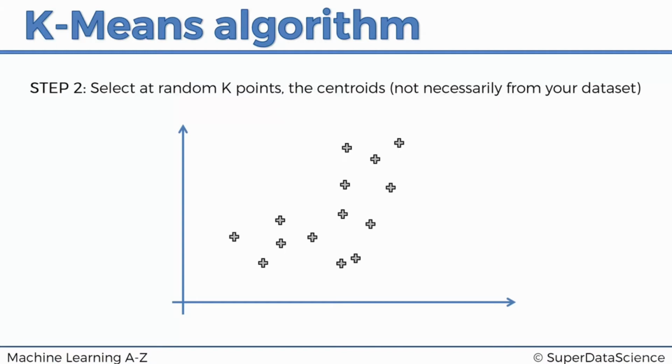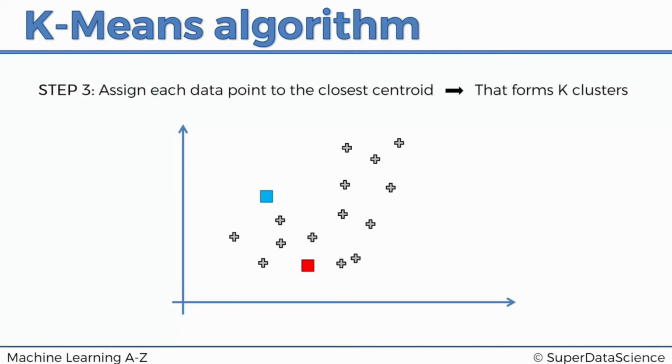All right, and then step 2, select at random k points, which will be the centroids of your clusters, and not necessarily from your dataset. What that means is that they can be actual points in your dataset, or they can just be random points on your scatter plot. It doesn't matter where you select them. So let's say we selected these 2 centroids, the blue centroid and the red centroid. Next is step 3, assign each data point to the closest centroid, and that will form k clusters.